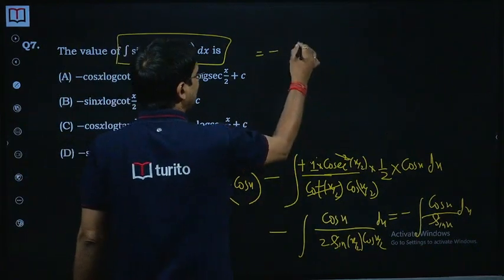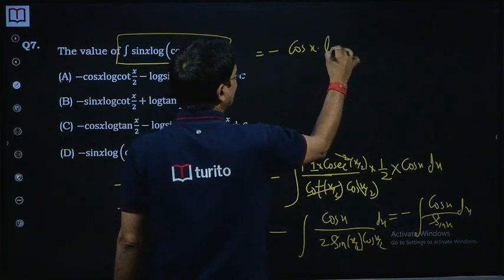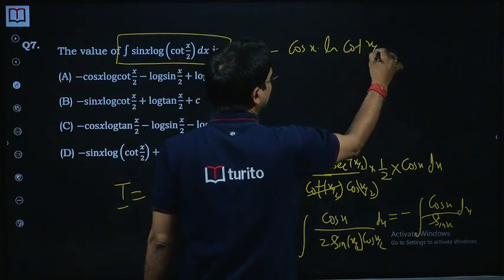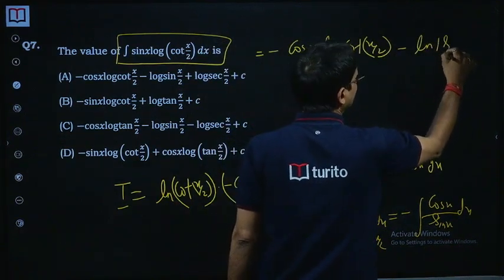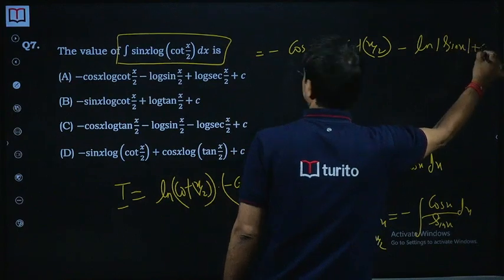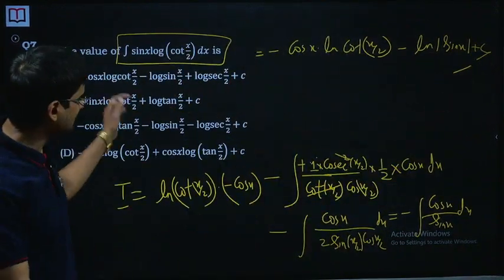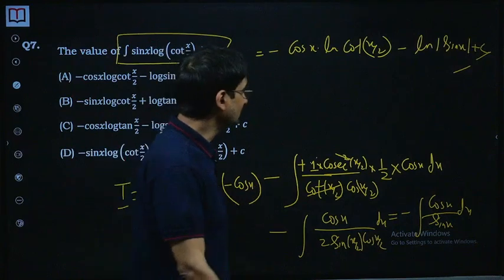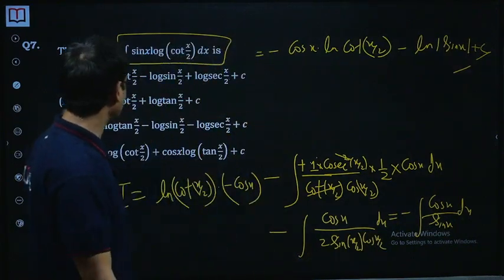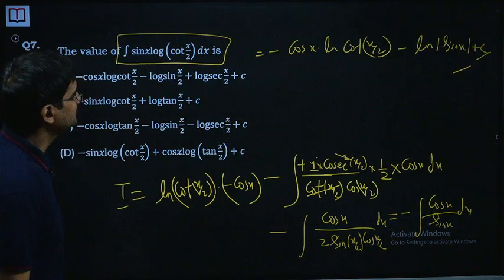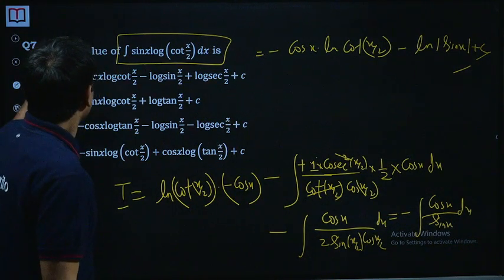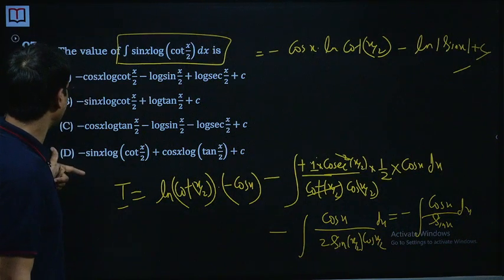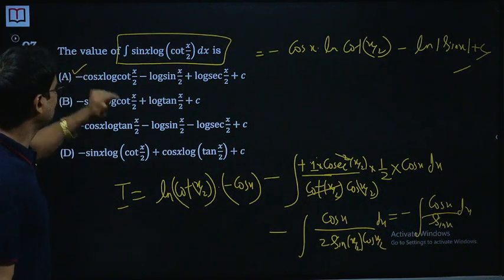So the answer is minus cos x into ln of cot x by 2, and then minus ln of mod sin x plus c. That's it. So you can match it with any one of these forms. See, if you wish, you can check which form it matches: minus cos x into ln of cot x by 2. That's the only form which it matches.